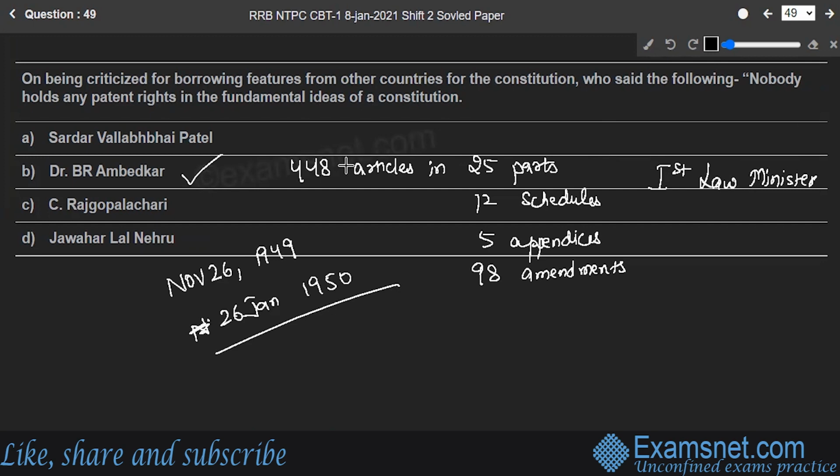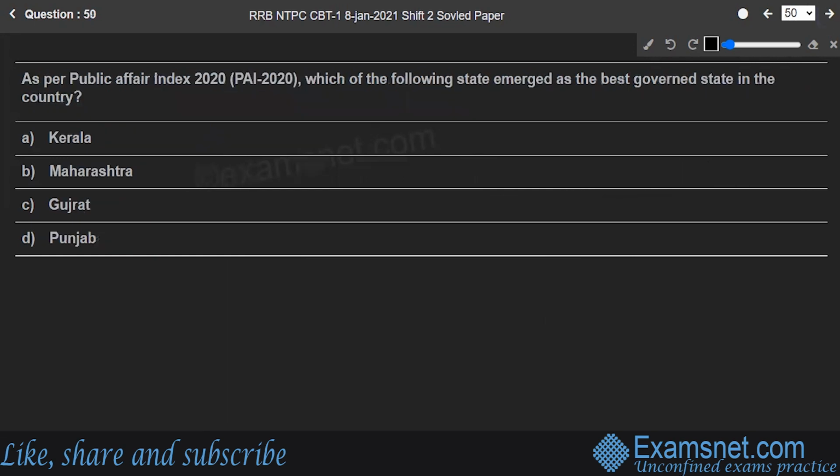It is about Sardar Vallabhbhai Patel. And if we talk about C. Raja Gopal Chari, he was the first Indian governor general of the country. Jawaharlal Nehru was the first Prime Minister of independent India. So we have option B, B.R. Ambedkar, as the correct answer to this question. Next is question number 50.